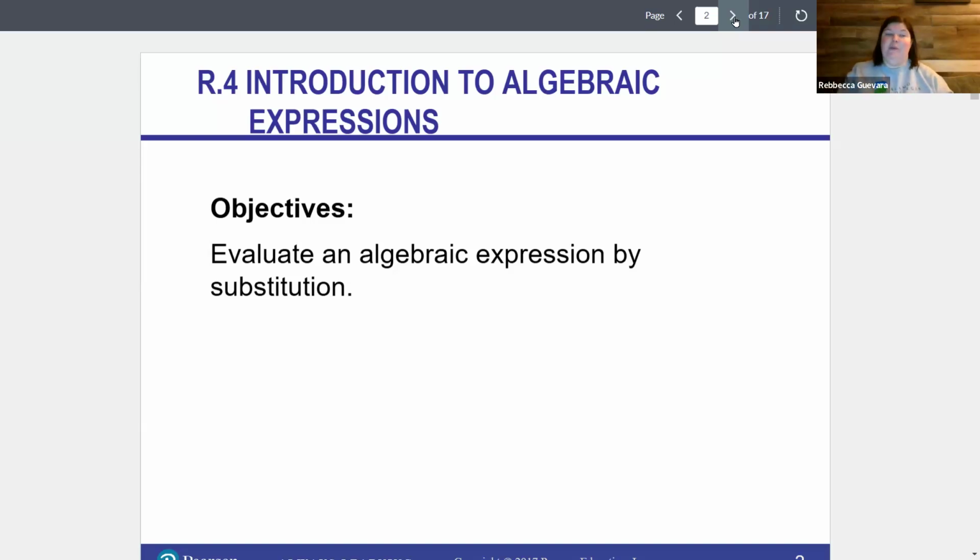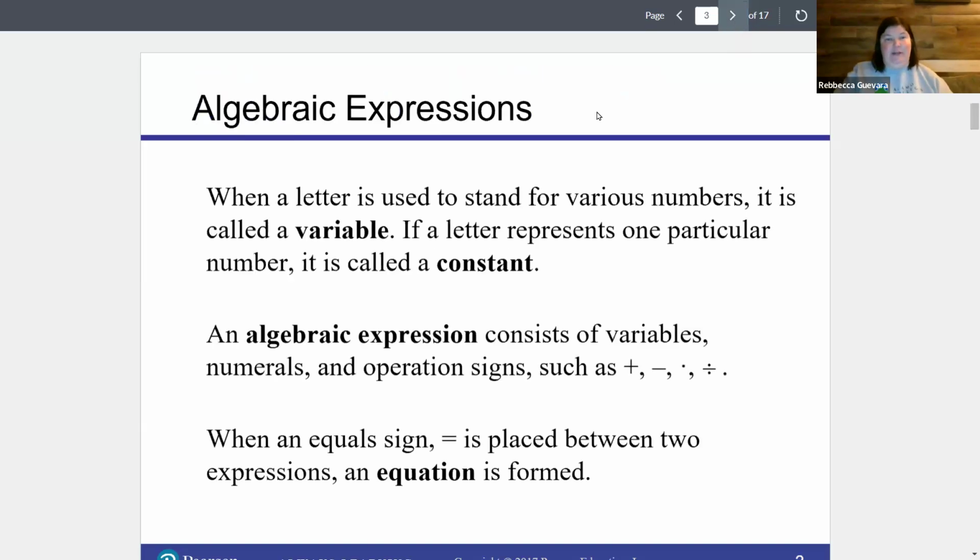So when we evaluate an expression, what it says here is we're evaluating with substitution. What this means is we're going to have variables now. We're going to give you a variable initially, but we're going to fill in that variable with a given number. So we're going to substitute our variable for a number, then go through your order of operations and simplify.